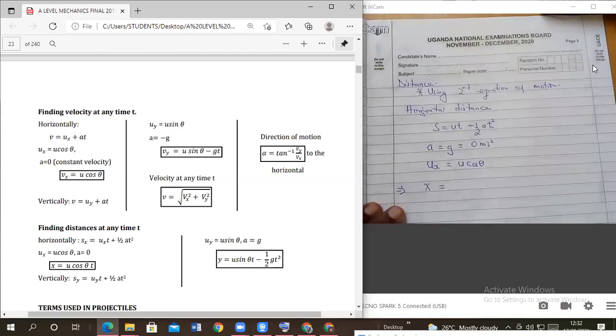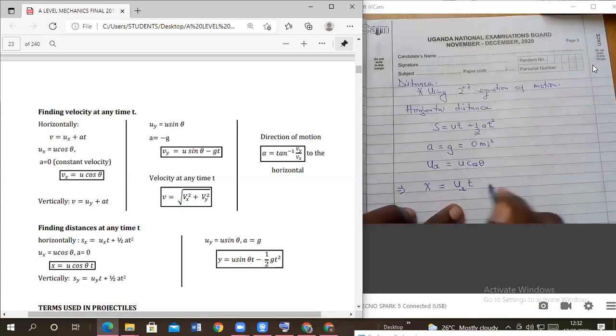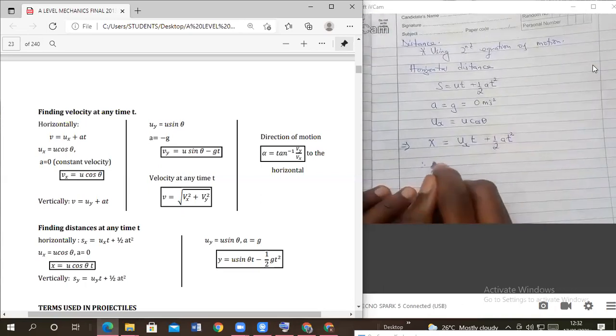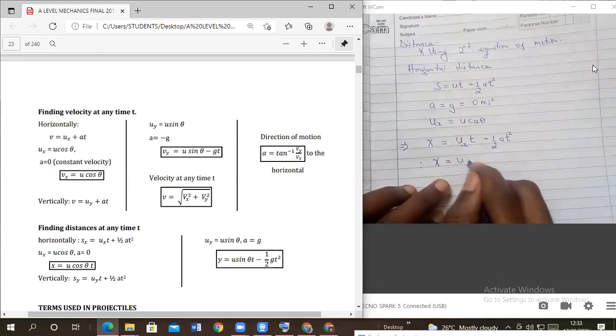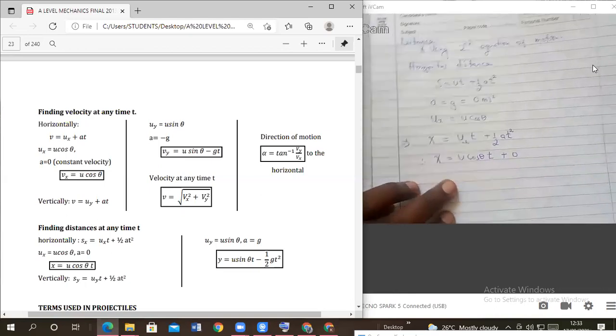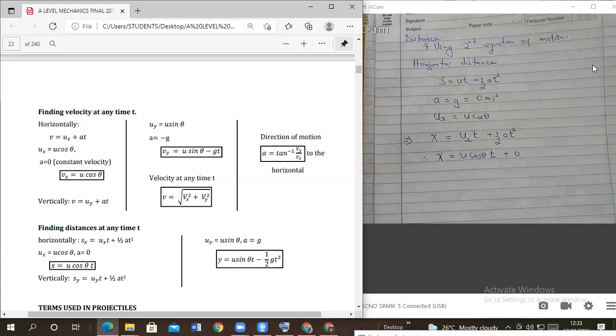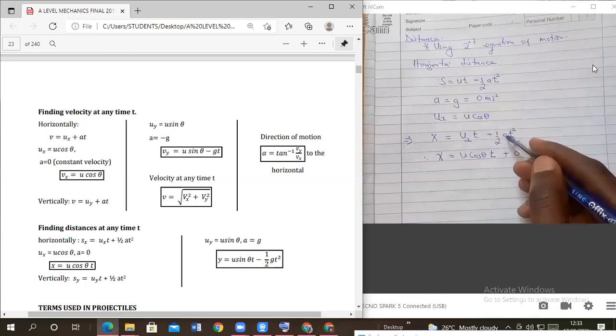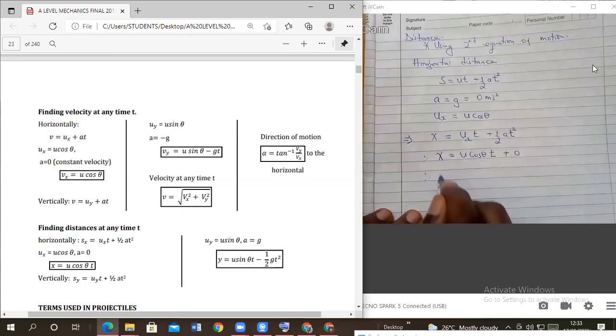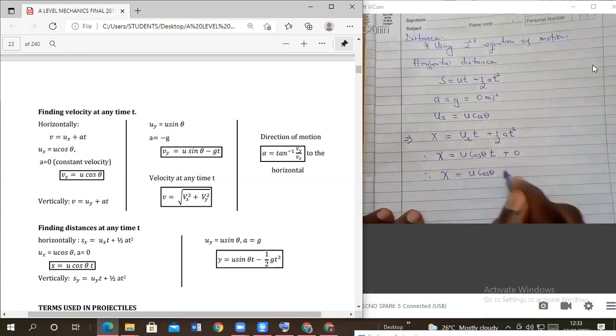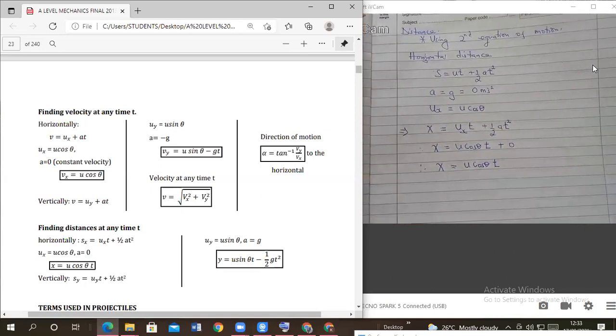So X will be equal to Ux T plus half AT squared. When I substitute, X will be equal to U cos theta T plus zero, because our A is zero, so everything else vanishes there. Therefore our X is equal to U cos theta T. That is the distance at any time T.